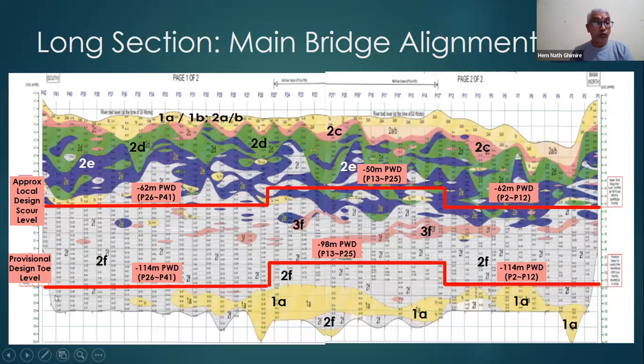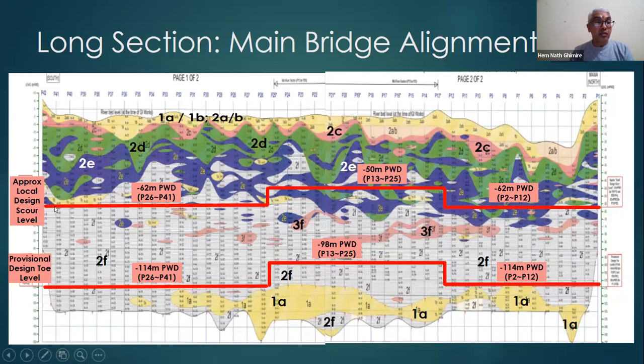So when we go below 120 meter, we encountered this clay layer. The upper layer is 2D. 2D means where SPT is less than 50. 3F is SPT more than 50. 2F and 3F is where there is a little bit of gravel also. Once we go below 70 meter, we found gravel also.